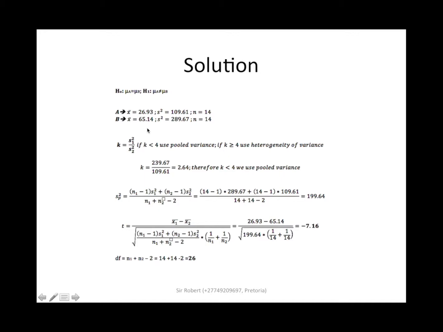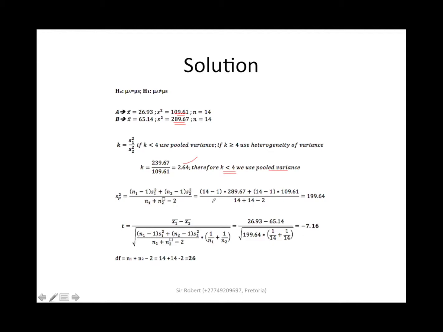So now the first step is to determine your K. You say the bigger standard deviation should be on top. So this one should be on top of this one. So now you want to do that, you get 2.64, which is less than 4. So you use pooled variance. So pooled variance is of this manner. Now this is the formula for pooled variance.